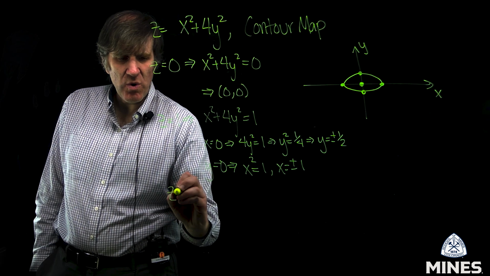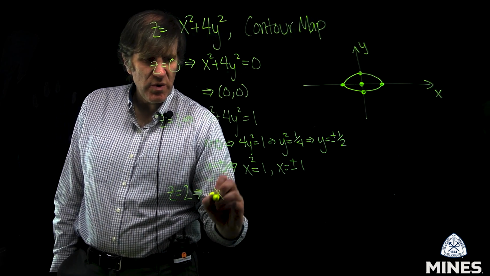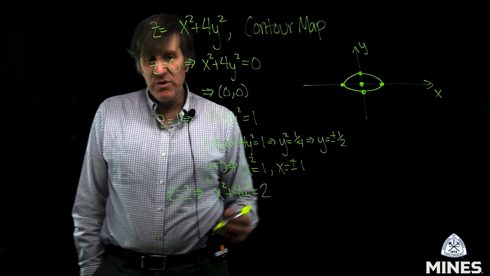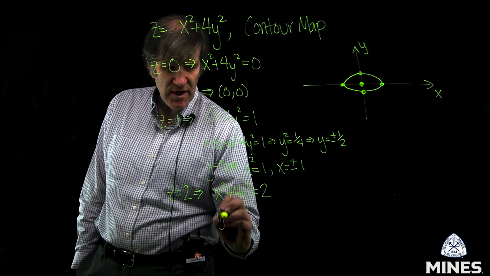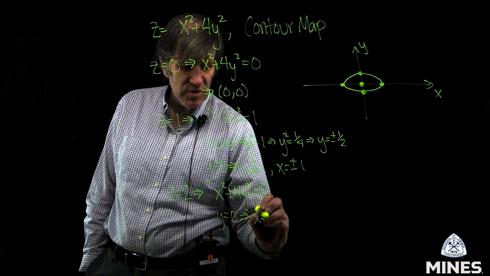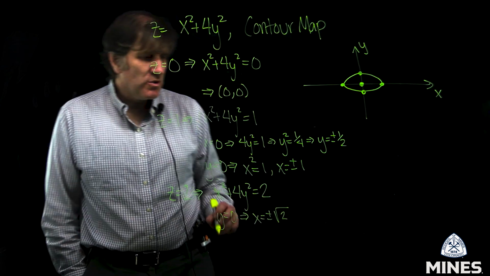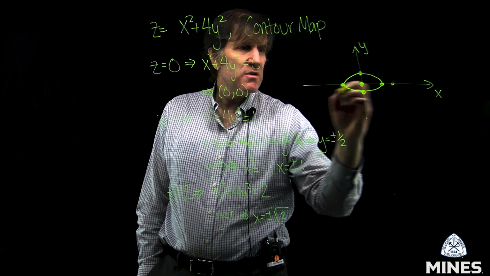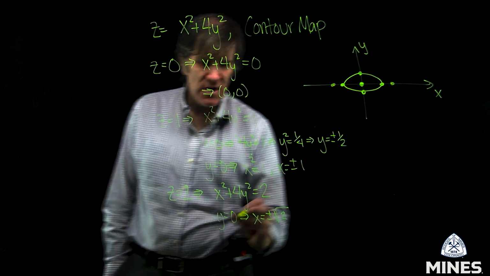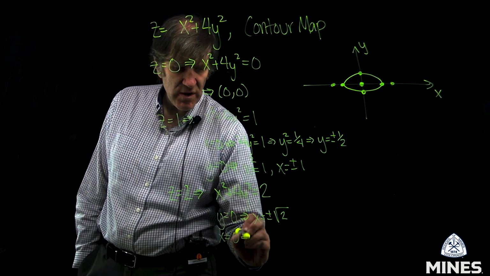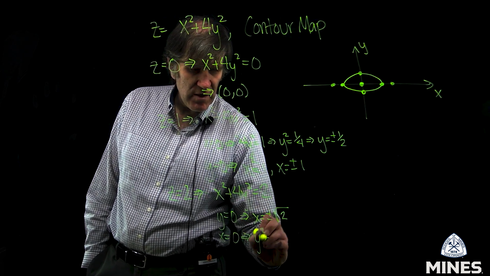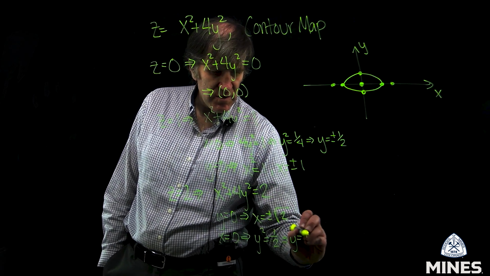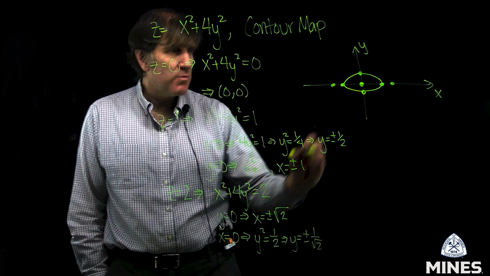We'll do one more. Z equals 2, we get x squared plus 4y squared equals 2. Again, I will do the trick of intercepts. If y equals 0, then we have x equals plus or minus the square root of 2, which is like 1.4, so that's a little bit further out on the x-axis for those intercepts. And if x equals 0, then we have y squared equals 1/2, so y equals plus or minus 1 over the square root of 2, which is like 0.7.